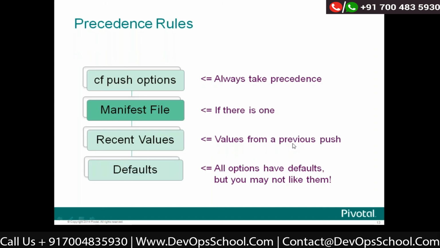So, what are the precedence rules? Whenever you're pushing, the options you give at the CLI will take precedence. If you don't give a particular option, then whatever you gave in the manifest will be taken. But if there is no such option, the recent value from the previous push will be taken. Okay, what do I mean?